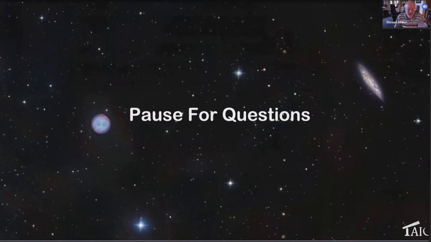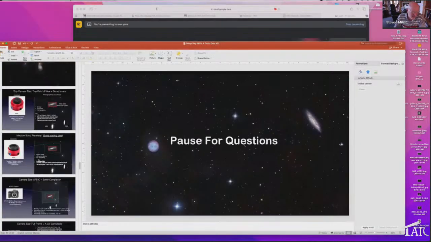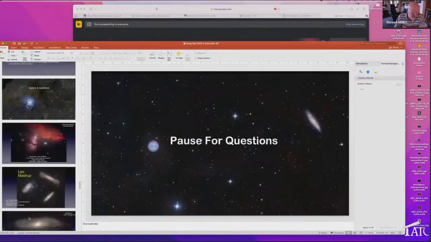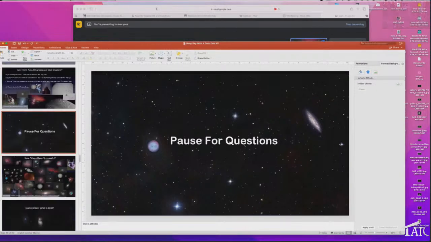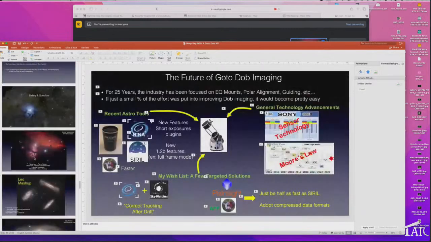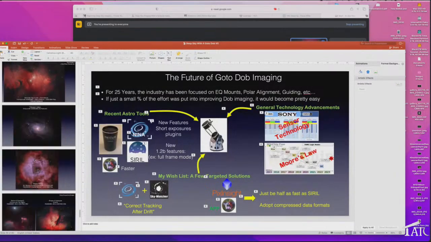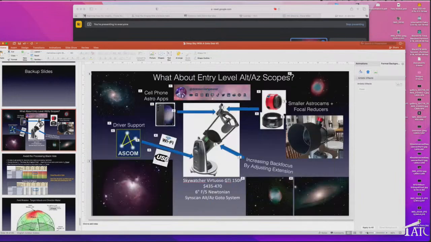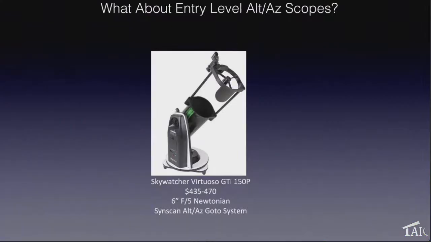Yeah, no, exactly. Things that a lot of people still have. Yes, but Stephen, they do have to be driven. Yes. You are tracking, you're just tracking in Alt-Az, whereas the traditional astroimager would be tracking in equatorial. Yes. So what about these entry-level scopes?